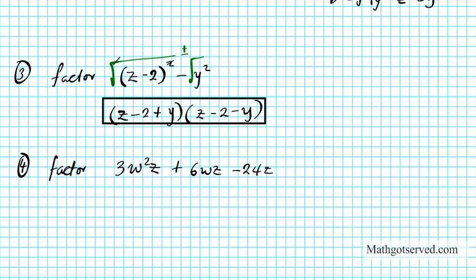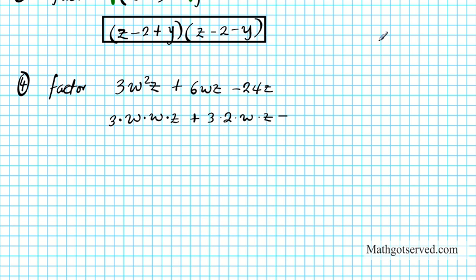Okay, so this is what we're factoring. Before we start, we're going to break down the whole expression to see if I can extract a common factor. So I'm going to have 3 times w times w times z. If I break down 6, I have 3 times 2 times w times z. And 24 is a little bit difficult to break down, so let's put it on the side. I'll take out 2: 12, 2, 6, and then 2, 3. So 24 is basically 2 times 2 times 2 times 3, and we have the z.